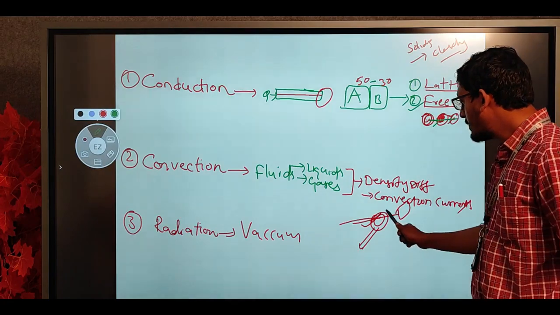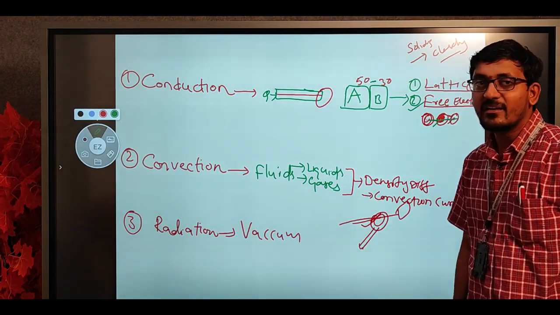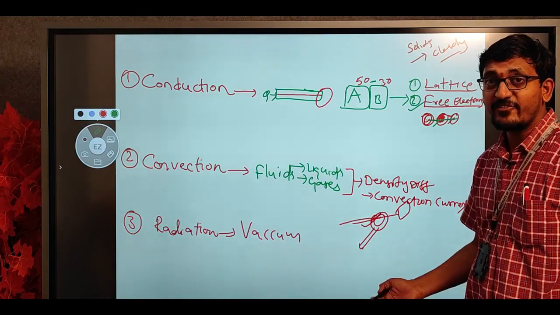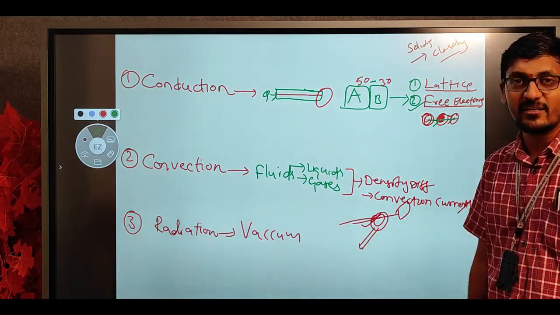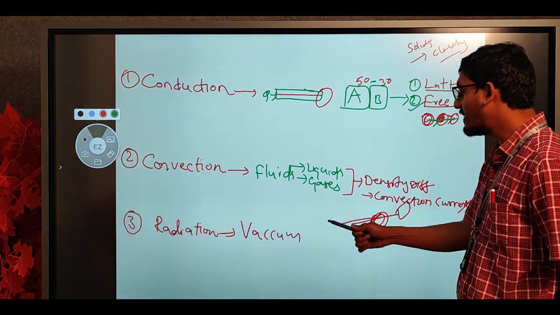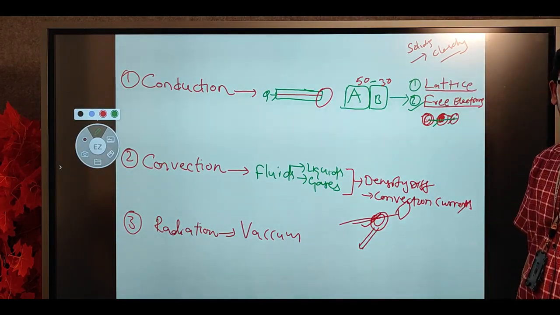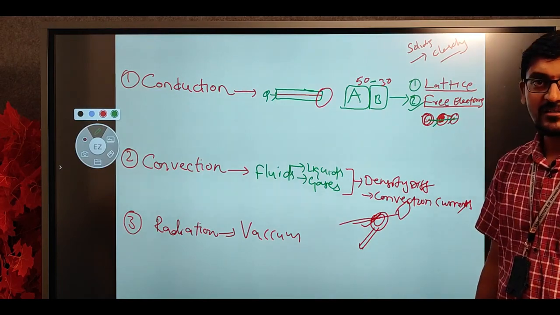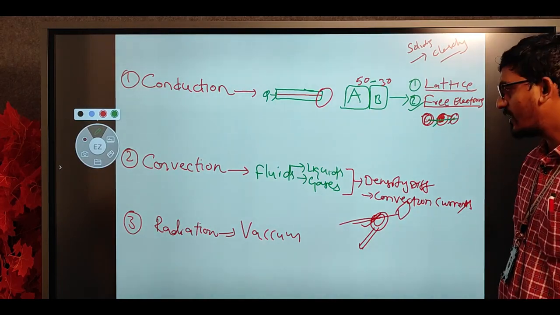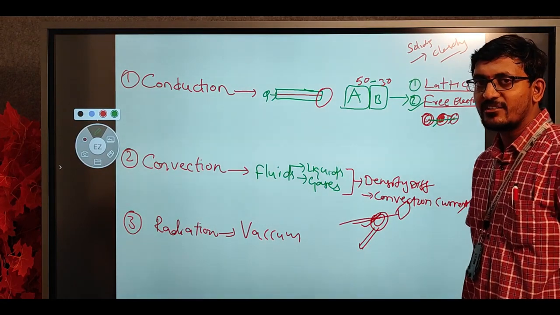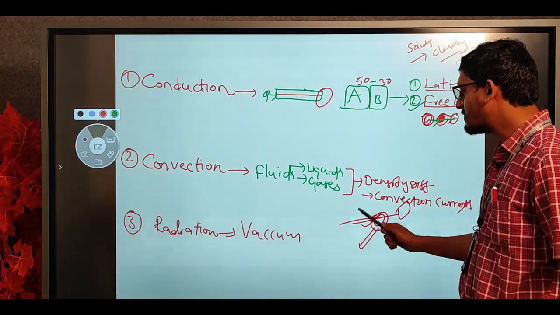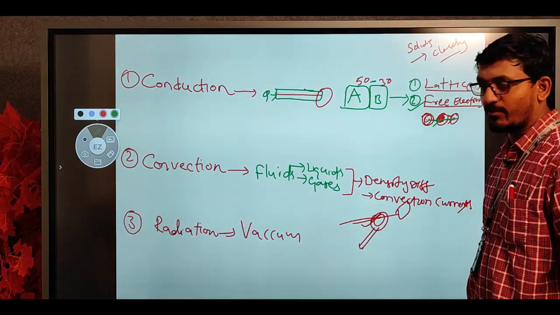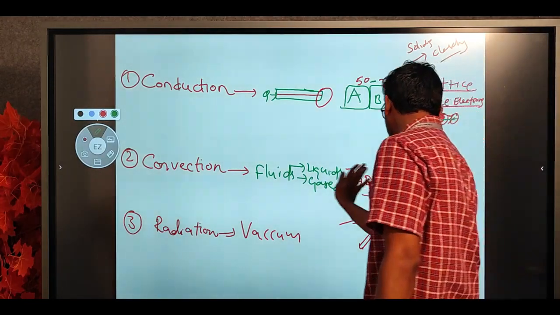So here we kept a lens, right or not? This lens will obstruct the flow of any medium, and there is no solid body in contact with the paper, even though the paper gets burned. So here we can observe that there is no medium; only in a vacuum does radiation heat transfer take place, right?